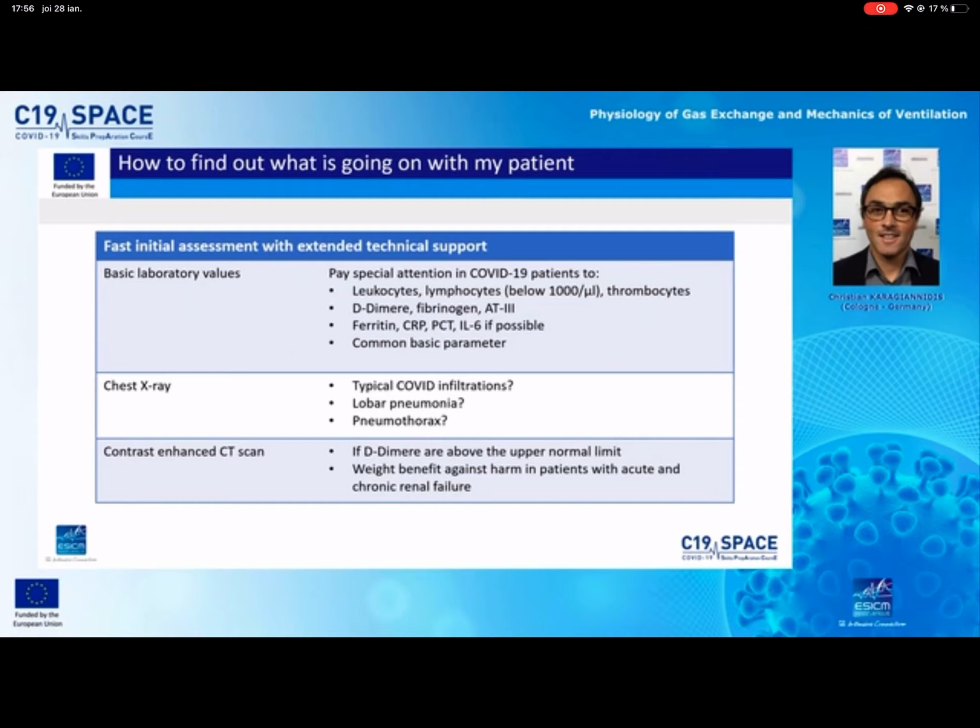And last but not least, coming to the end, since COVID-19 is also a disease of the vessels, and since you find so many thrombi in the patient, if the D-dimers are above the upper normal limit, you should perform a contrast-enhanced CT scan after weighing the benefit against harm in patients with acute or chronic renal failure.